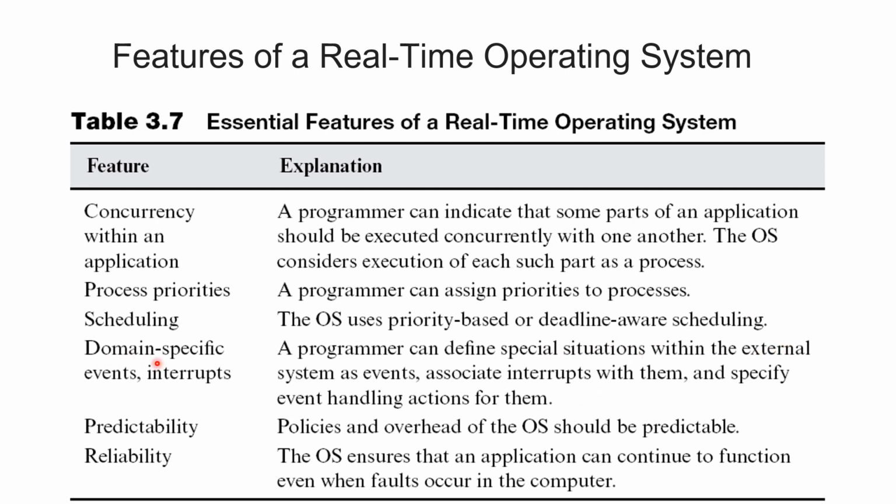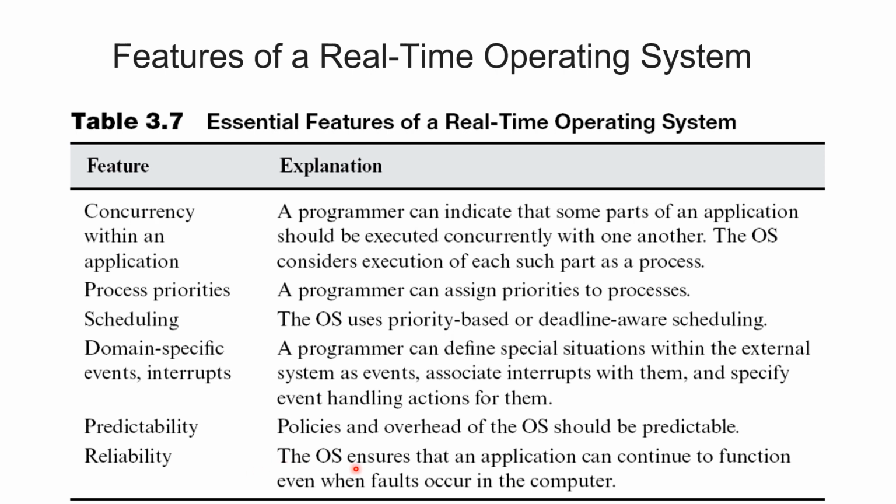Okay, and then domain specific events and interrupts. The programmer can define special situations within an external system as an event, associate an interrupt with them, and specify the event handling actions for them. If any event occurs, immediately it will send the handshaking signal, that is, the interrupt will be raised for that. Okay, and predictability. The policies and overhead of the operating system should be predictable here.